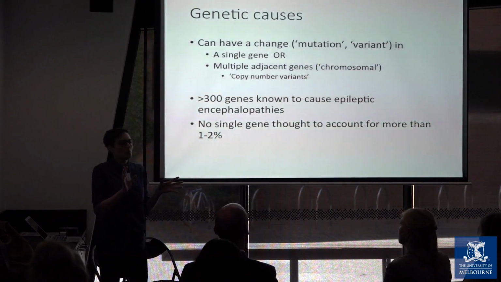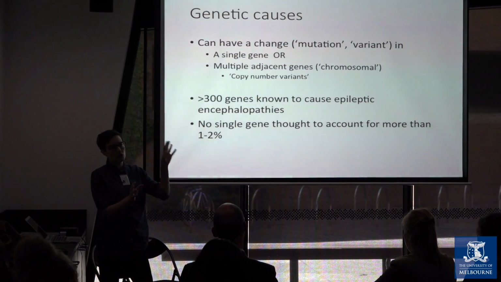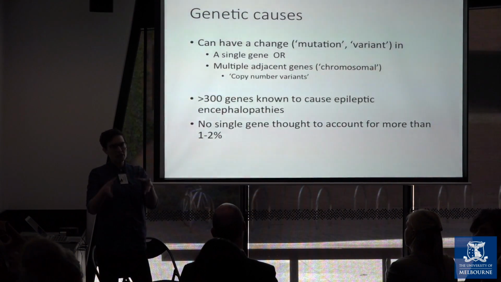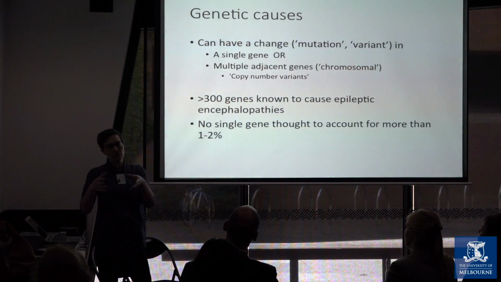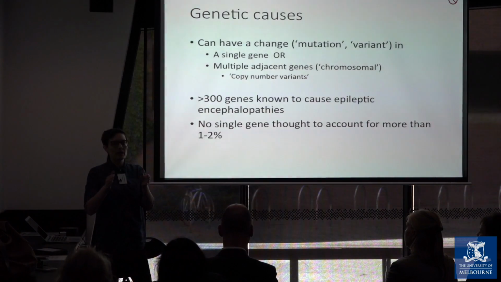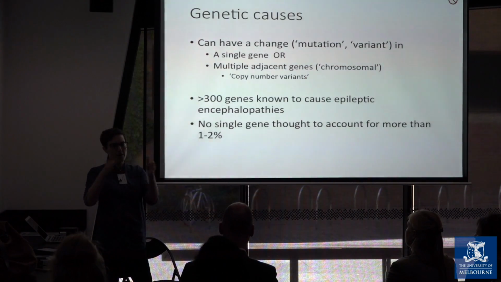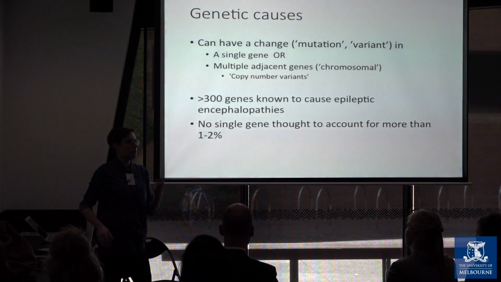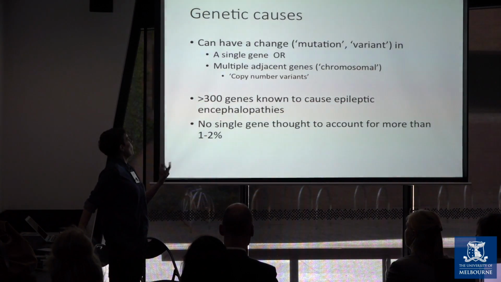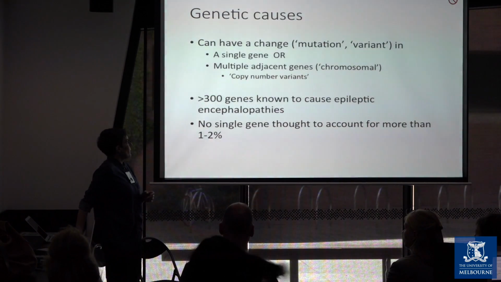So just to put things in a little bit of context, genetic epilepsies can be due to changes in one gene or changes in a number of genes, and where you get changes in a number of genes, what we're usually talking about is a chromosomal abnormality, so a missing or extra bit of a number of adjacent genes. Some of your children will have chromosomal abnormalities. So I'll come back and talk about them a little bit later.